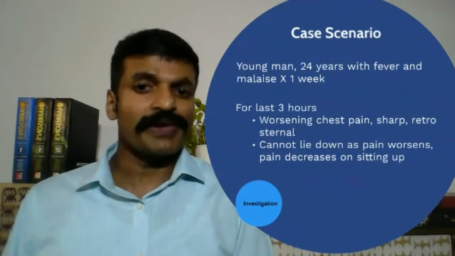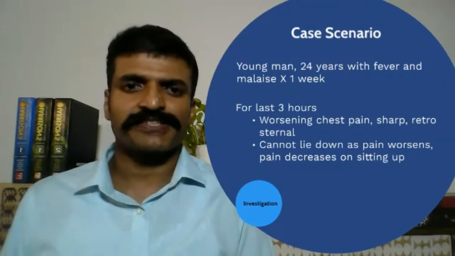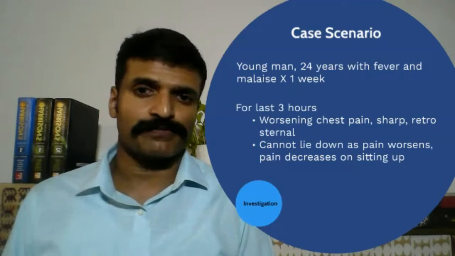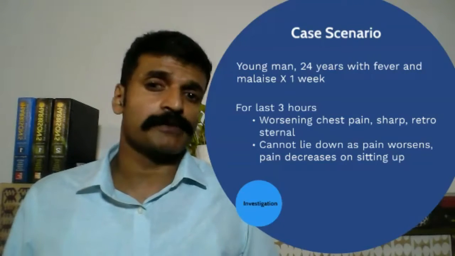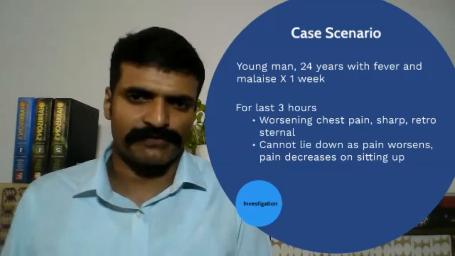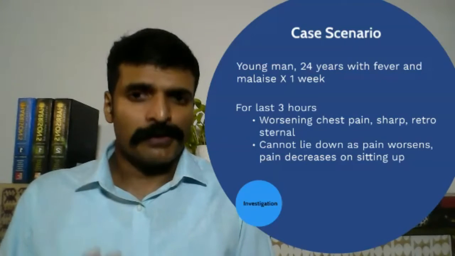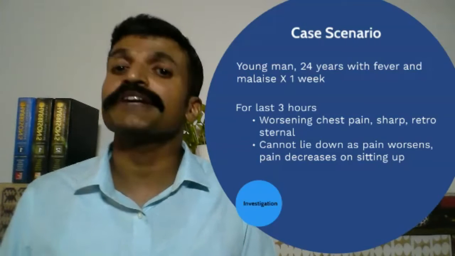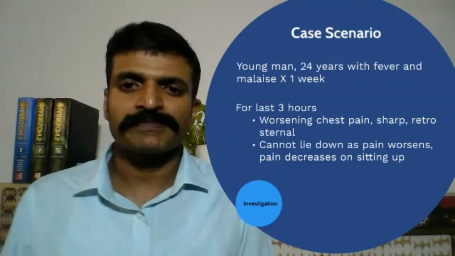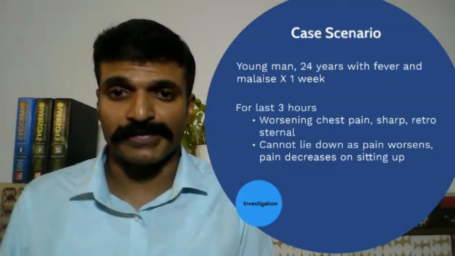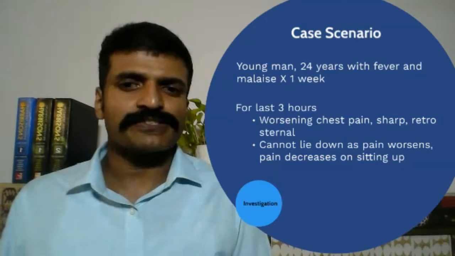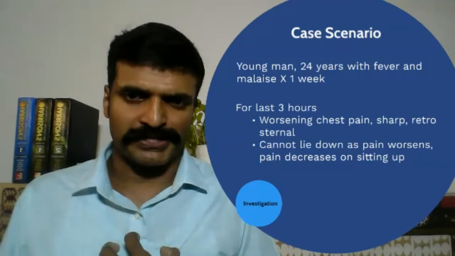In today's case, we have a young man of 26 who comes to us with a history of fever and malaise for the last 1 week. So, we have a young gentleman, not your classical candidate for coronary artery disease, but he's been having a history of fever, and lo and behold, he comes to you with a history of chest pain for the last 3 hours. This chest pain, interestingly, is sharp, pricking in nature.